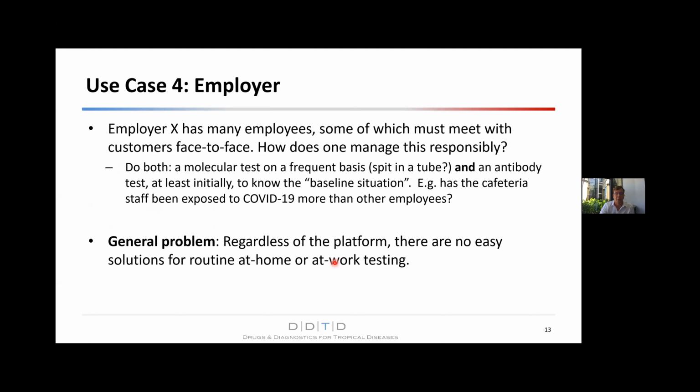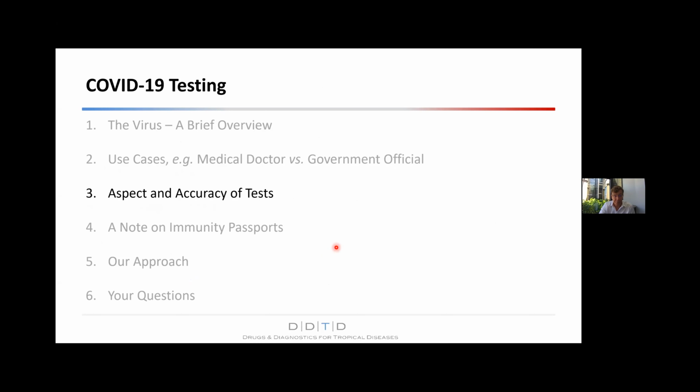There we go. So I believe we were on this slide when things went wrong. And what I was just saying is that regardless of the platform, there are no easy solutions for routine at home or at work testing. So let's have a look at how the different tests look like and what their accuracy are.